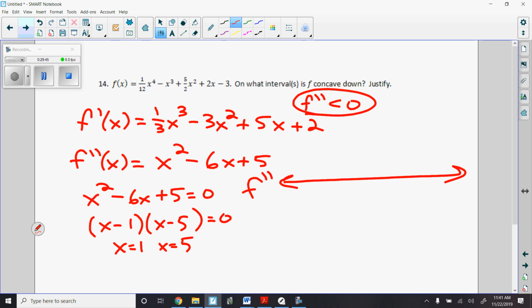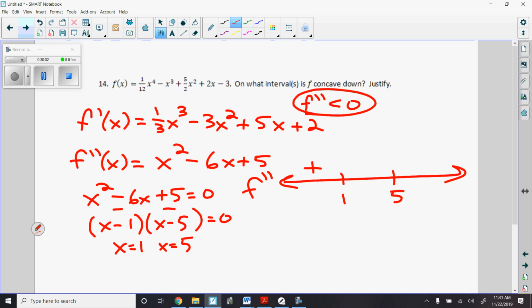This is now an f double prime number line. I'm going to plot 1, and I'm going to plot 5. Again, I'll choose 0 for my left region. 0 minus 1 is negative. 0 minus 5 is negative. Negative times negative is positive.